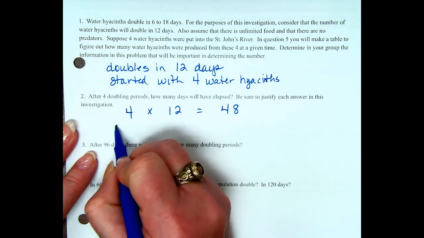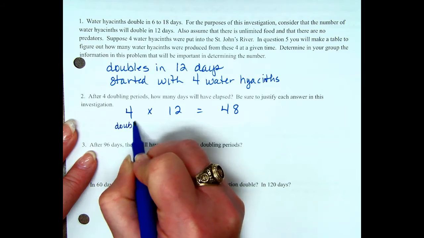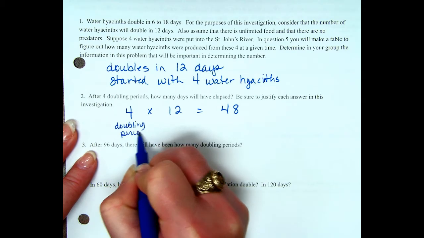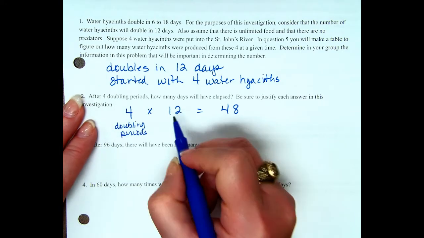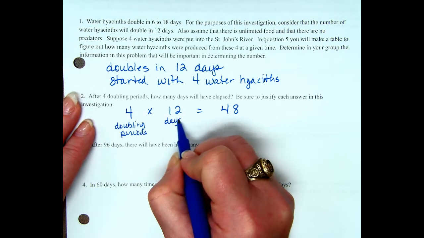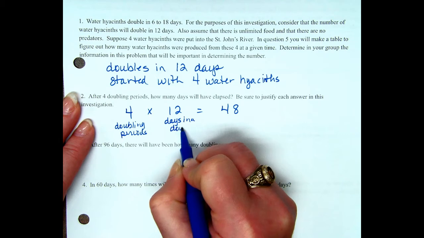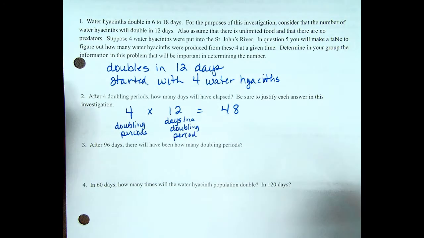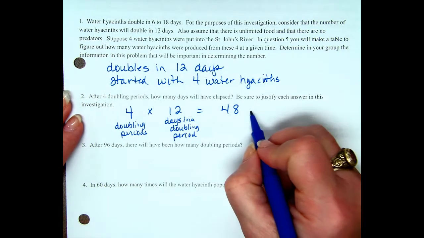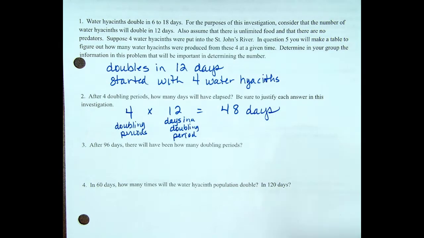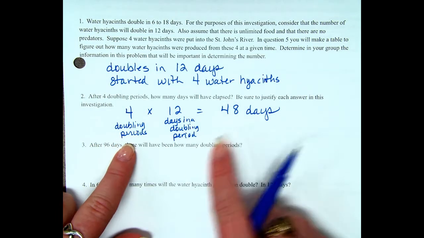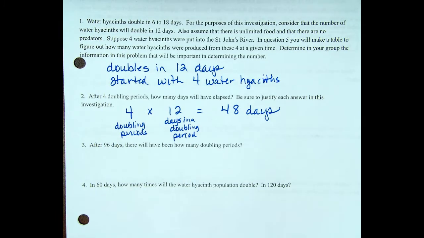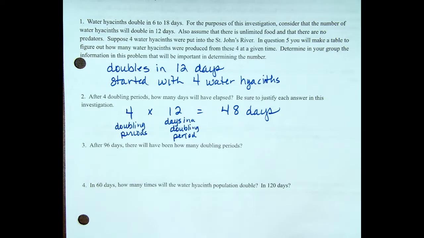So 4 doubling periods times 12 what? Days in a doubling period should equal 48 what? Days. Does that make more sense? Because 4 times 12 equals 48 means nothing to me if I go back and look at this later. But now if I go back and look at it later, like if I'm going to study for a test or something, I know what I was writing.